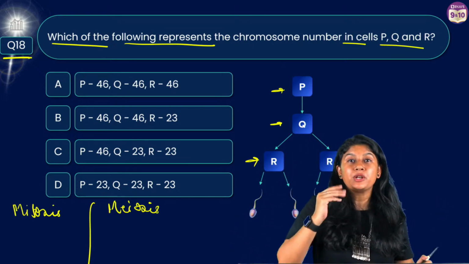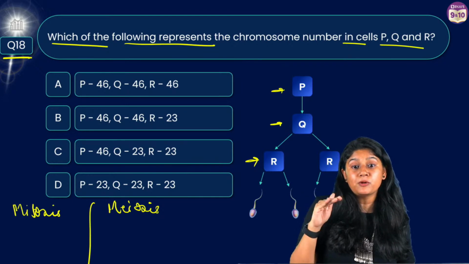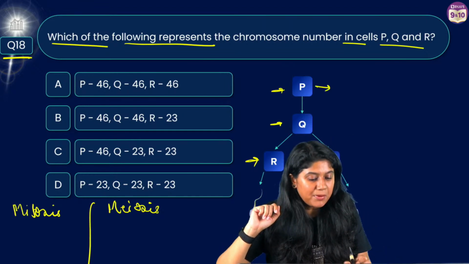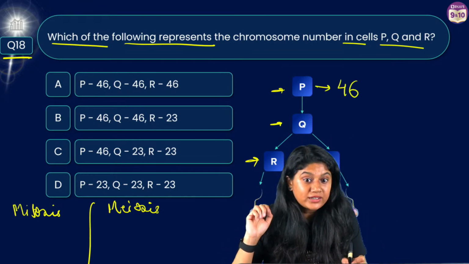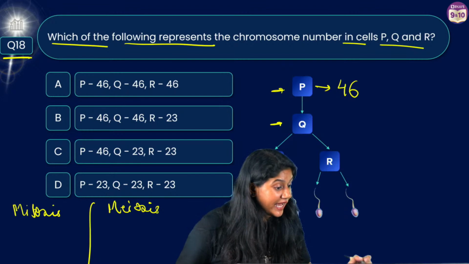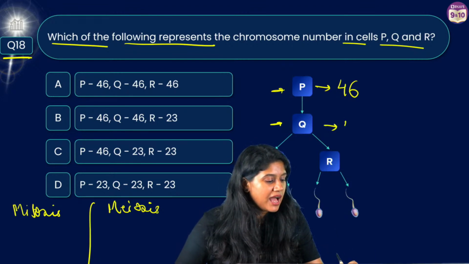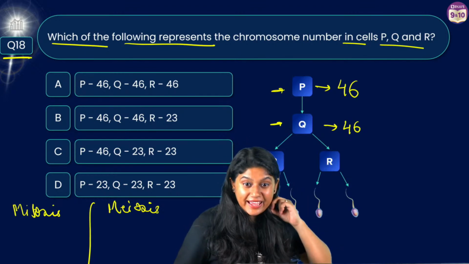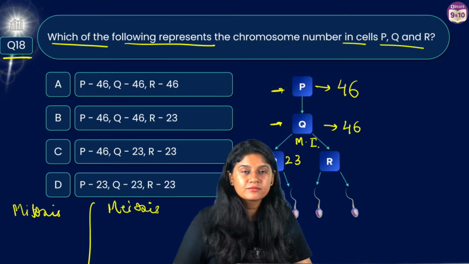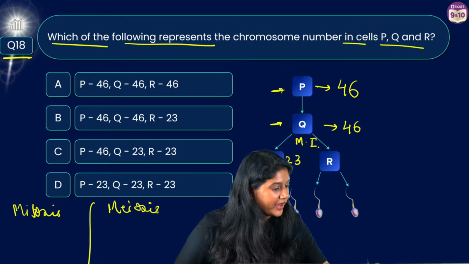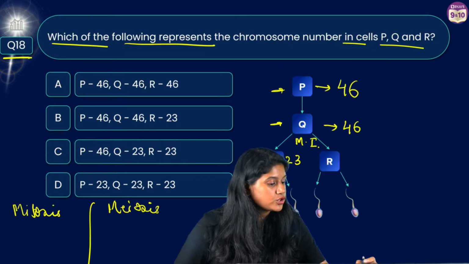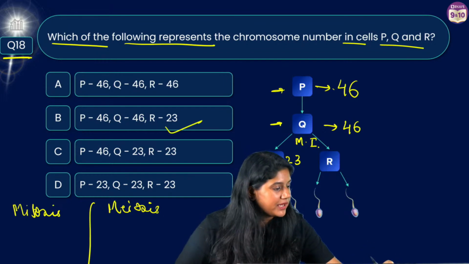Meiosis, very good. So we know that in meiosis the chromosome number will become half, right? Over here, this is the mother cell, so of course it has 46 chromosomes. Then we have this Q, which still has 46 chromosomes. Then this will come to 23 in the first meiotic division, and later again we have 23. So we have four cells formed, each with 23. So 46, 23. Option B is the correct answer.